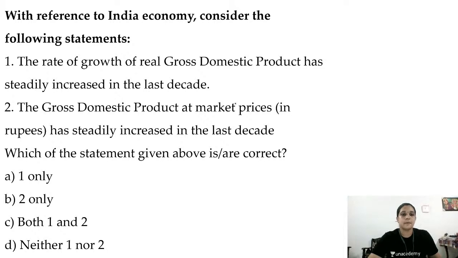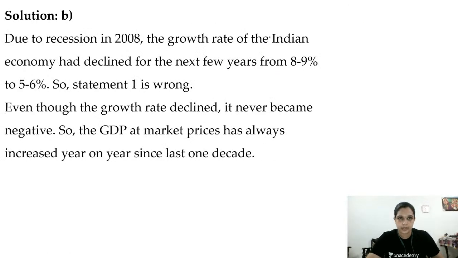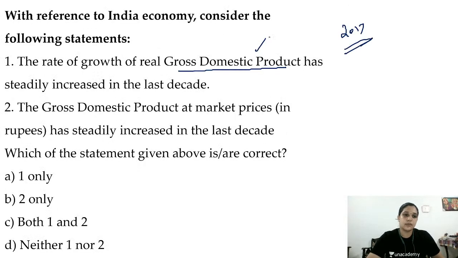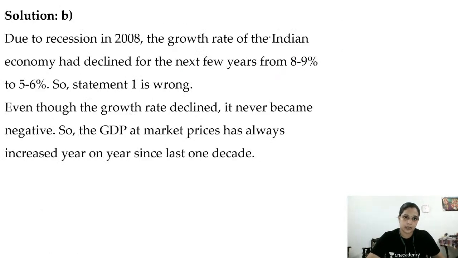With reference to Indian economy, consider the following statements. The rate of growth of real gross domestic product has steadily increased in the last decade. The gross domestic product at market prices has steadily increased. See, this is current affairs, a 2017 Economic Survey based question. So I'm skipping this question because I don't want to confuse you. We know very well the gross domestic product growth has changed, and the GDP at market price also might have changed. So this question I'm skipping.